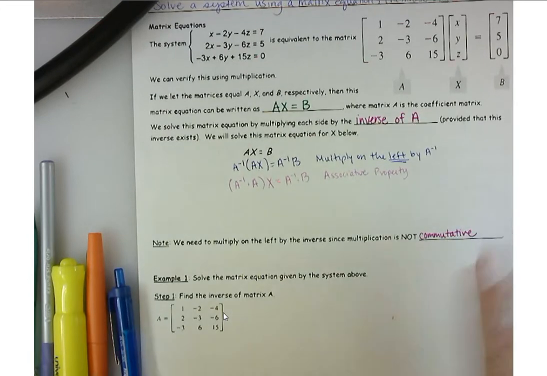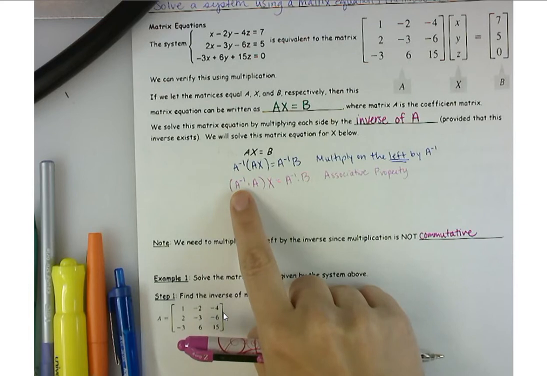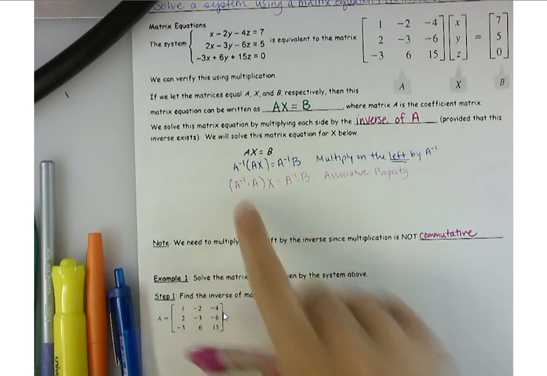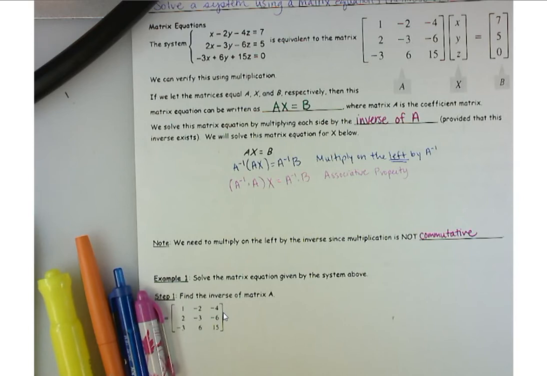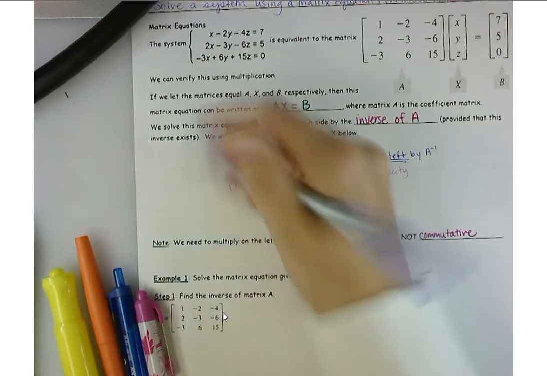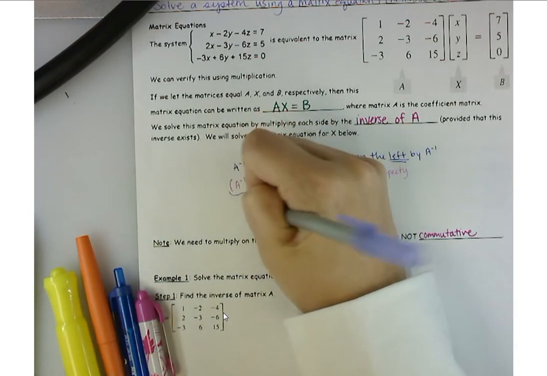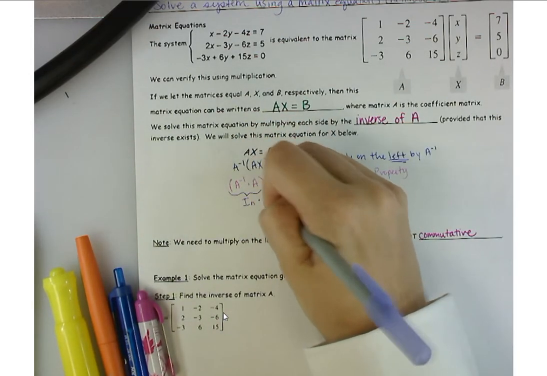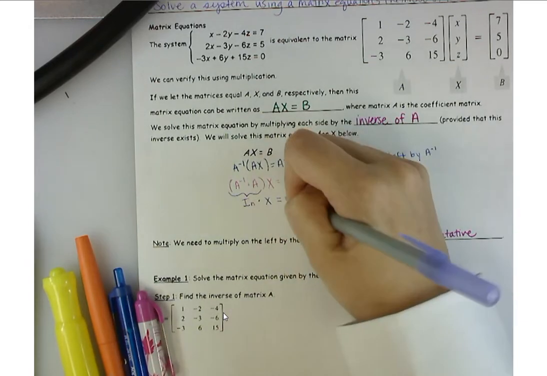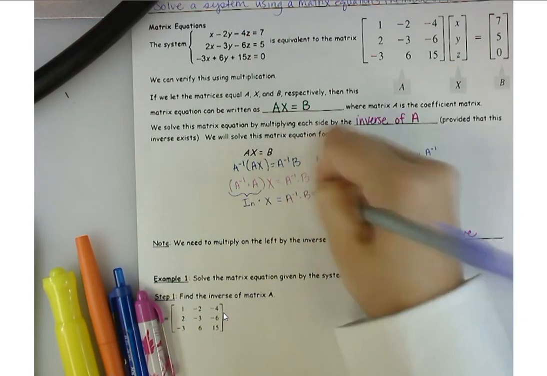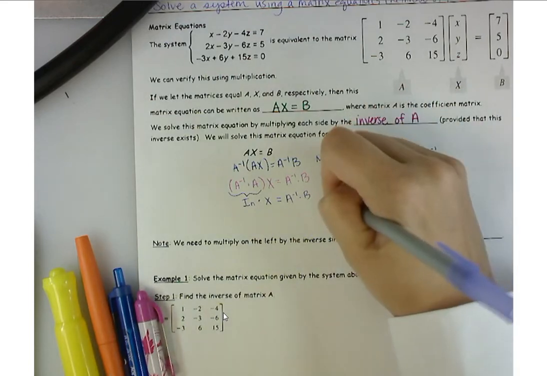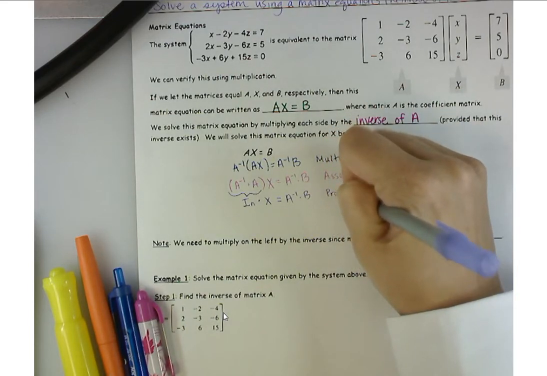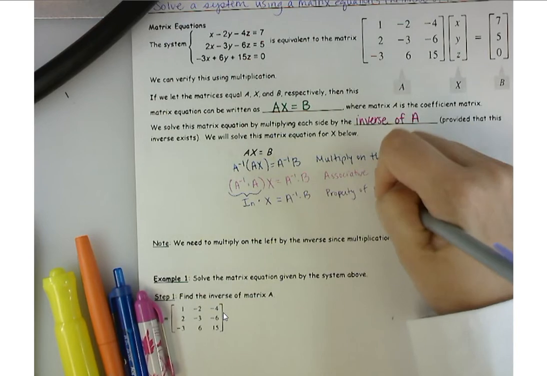Now think back to yesterday. What happens when we multiply an inverse by its matrix? You get the identity matrix. Do you guys remember that from yesterday? So when you get your identity matrix, I'm just going to call this I sub n, because it's just going to be the general case. So it'll be I sub n times x is equal to A inverse times B. And that's just going to be the property of multiplying inverses.